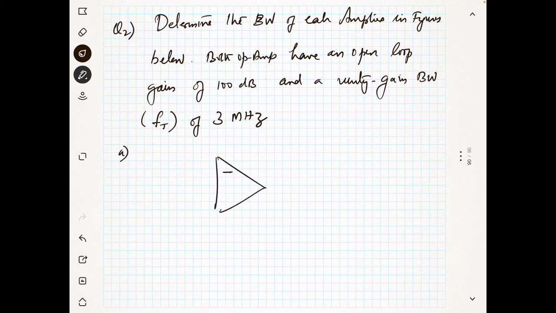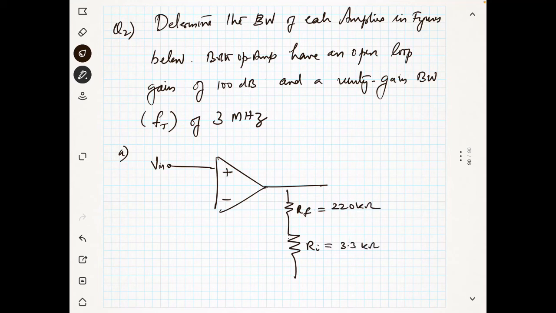Now the first circuit is given, which has V in, and this is RF, and this is RI, and RF is 220 kilo ohm and RI is equal to 3.3 kilo ohm. So this is a non-inverting amplifier basically. So first we will solve this, and after that we will solve the next problem.